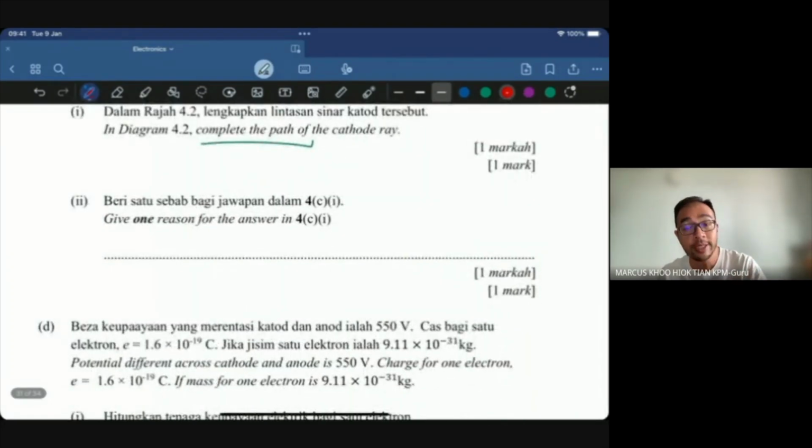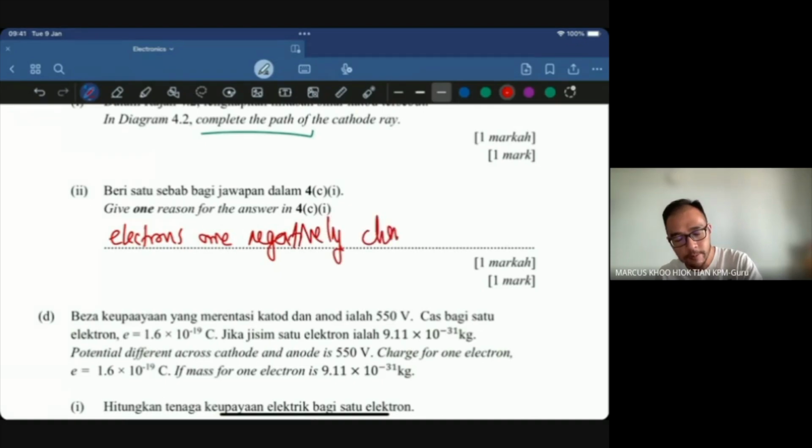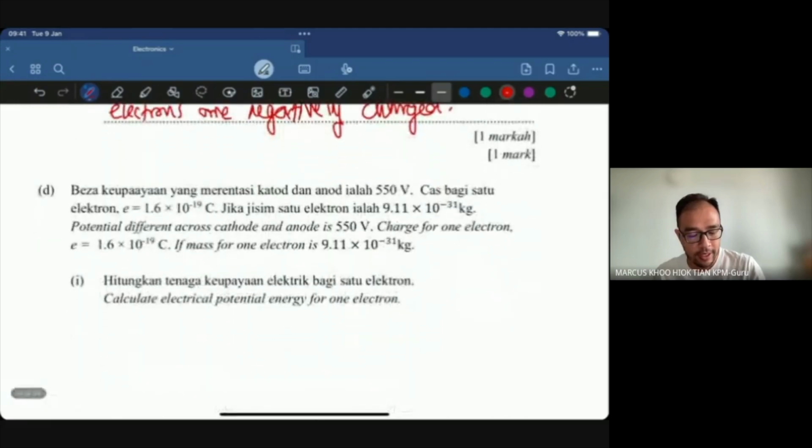Give one reason, the main reason why the cathode ray goes towards the positive plate. If you talk about cathode ray, it is electrons, which are negatively charged. Most important, it's the most important characteristic. Potential difference. Once again, thermionic emission and so on.